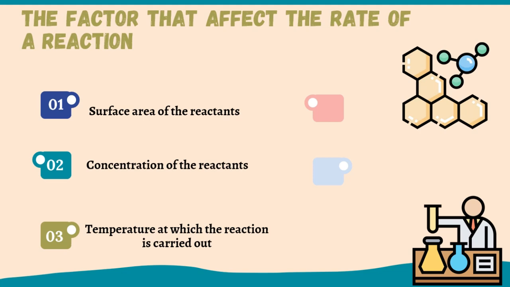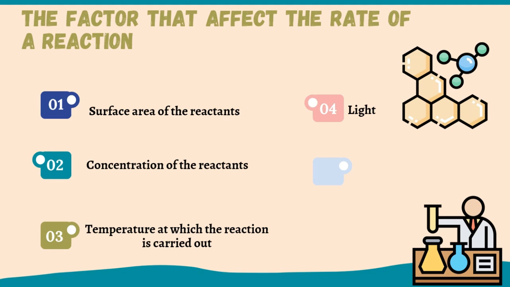And the fourth one is light. Some chemical reactions are affected by light, for example photosynthesis. When the particles absorb light energy, the energy can be used to break bonds, overcoming the activation energy of the reaction and causing the chemical reaction to occur faster.